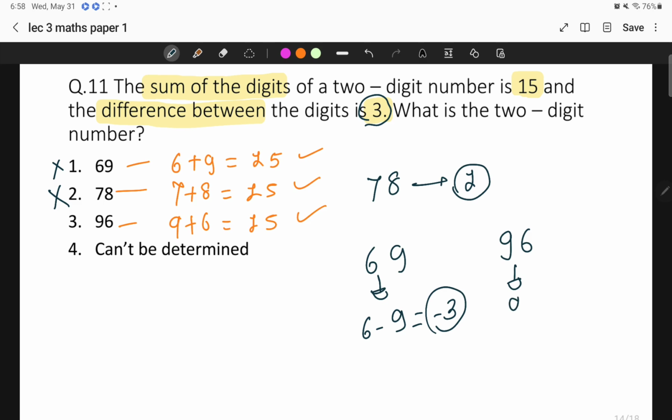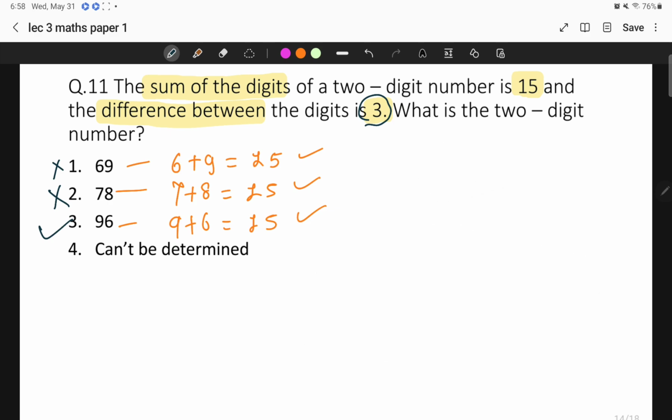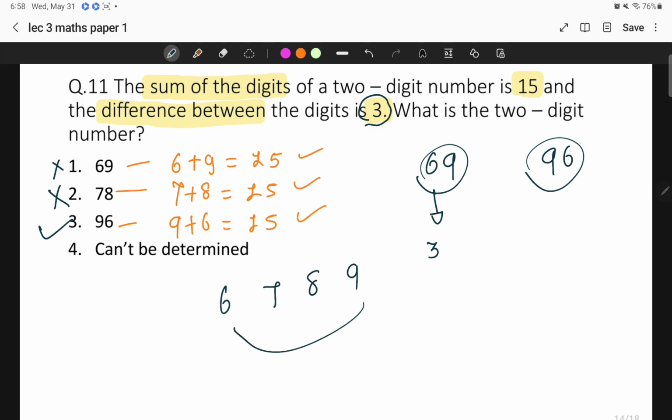And they thought that 9 minus 6 is equal to 3. So here the difference is coming 3, so they have selected this as an answer. But this is the wrong thing. Even if we start looking at this number, the gap between 6 and 9 is 3. 6, 7, 8 and 9. The gap between 6 and 9 is 3, as well as the gap between 9 and 6 is also 3.